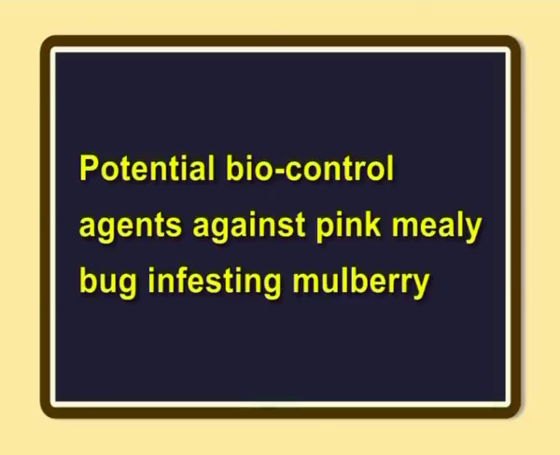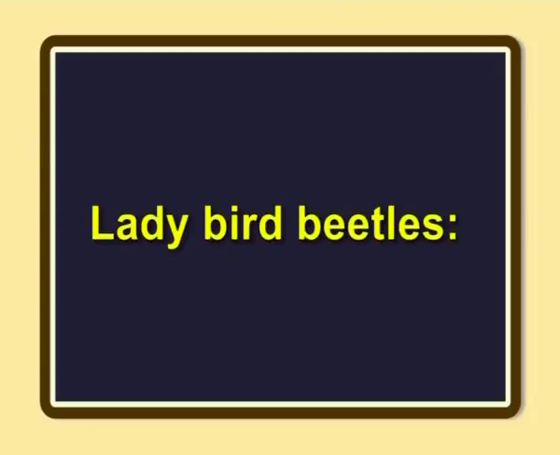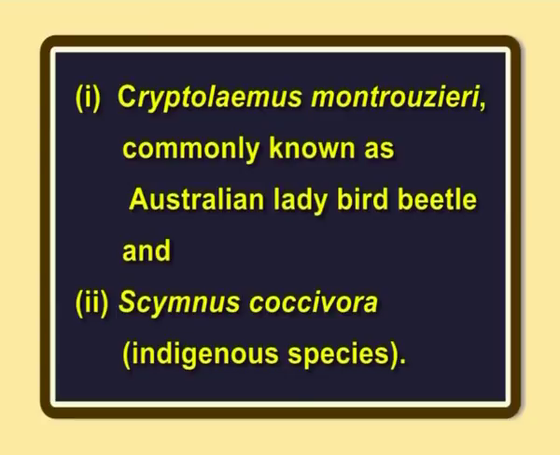Potential biocontrol agents against pink mealybug infesting mulberry. Ladybird beetles. Several species of ladybird beetles are known to feed voraciously on all the stages of the pink mealybug, Maconellicoccus hirsutus, that infests mulberry to cause tukra. Important among them are Cryptolaemus montrouzieri, commonly known as the Australian ladybird beetle, and Scymnus coccivora.